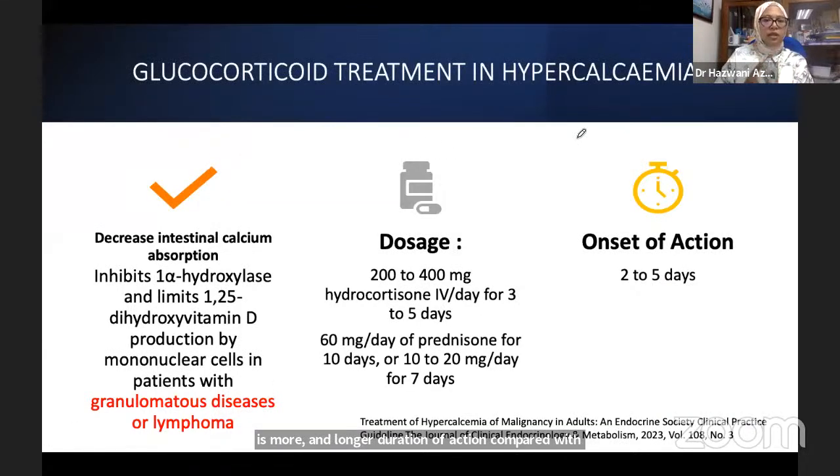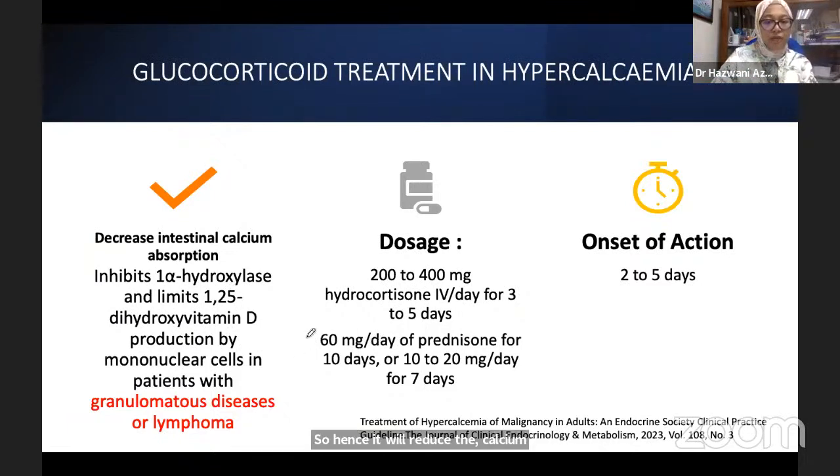So does glucocorticoid have any value in the treatment of hypercalcemia? The answer is yes, particularly in patients where the mechanism of hypercalcemia is vitamin D related. Because what glucocorticoid does is inhibit excessive 1-alpha hydroxylase enzyme production by the macrophages from granulomatous disease or lymphoma. Hence, it will reduce the calcium level.